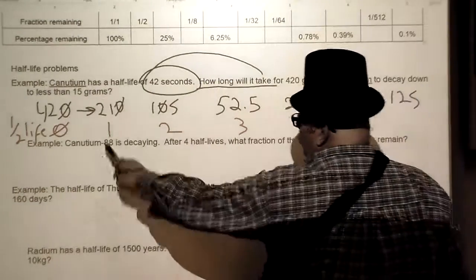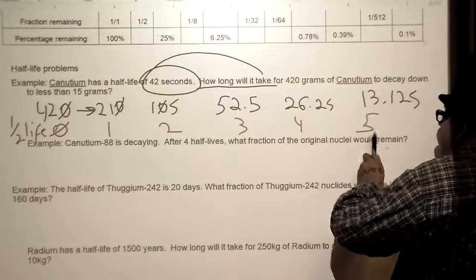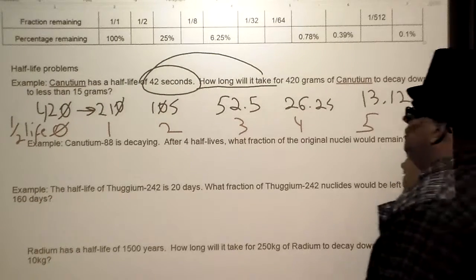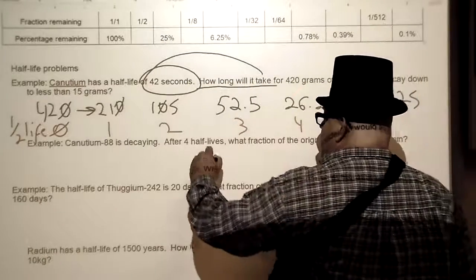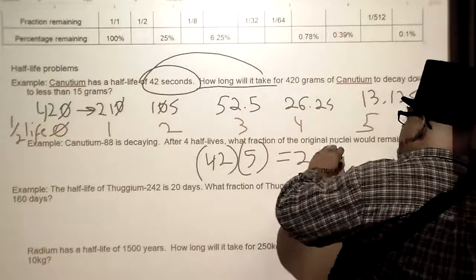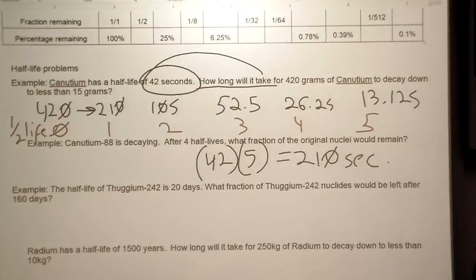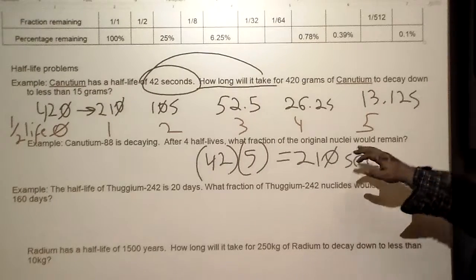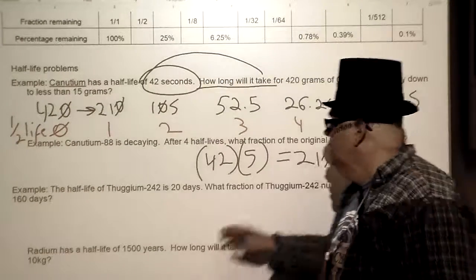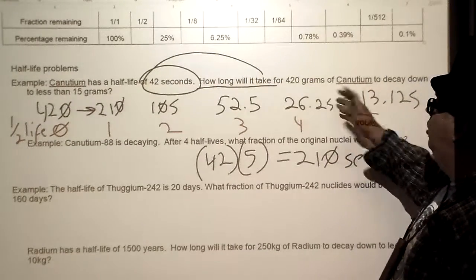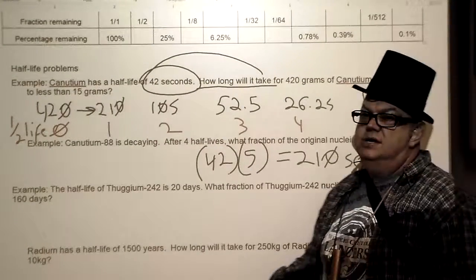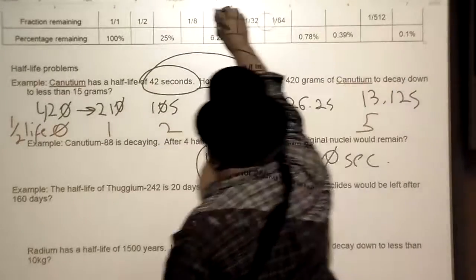Okay, well I know I'm going through 1, 2, 3, 4, 5. By the time I hit the fifth half-life, I'm less than 15 grams. So it's going to be 5 of these lives. So 42 multiplied by 5 equals about 210 seconds. So it's going to be less than 210 seconds. So roughly 210 seconds that we have here. So that would be our answer. How long will it take to decay down to less than 15 grams? It's 210 seconds. That's it for that.